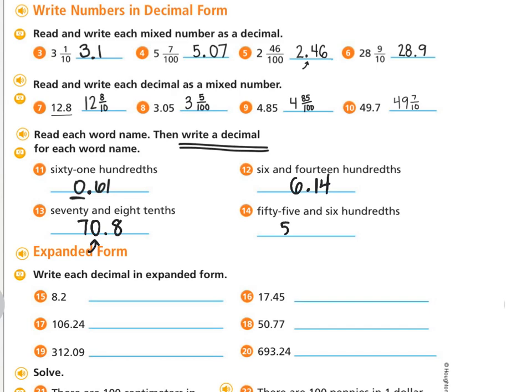And then 55 and 6/100ths would mean you need a 0 in the 10th spot, a 6 in the 100th spot. If you wrote that like this, you would be saying 55 and 6/10ths, which is a different value. Okay? Give yourself a star for each one of those that you got correct. So hopefully you got all 4 of those right.